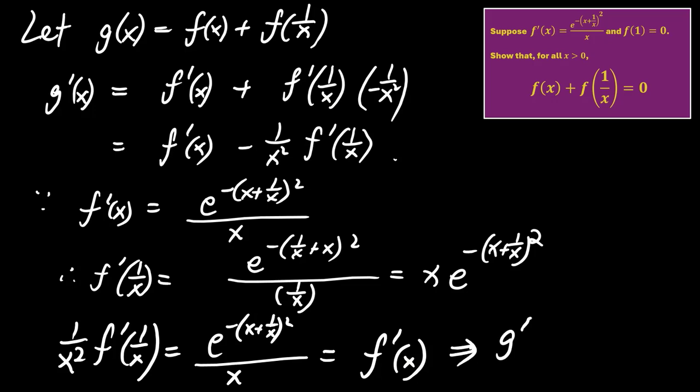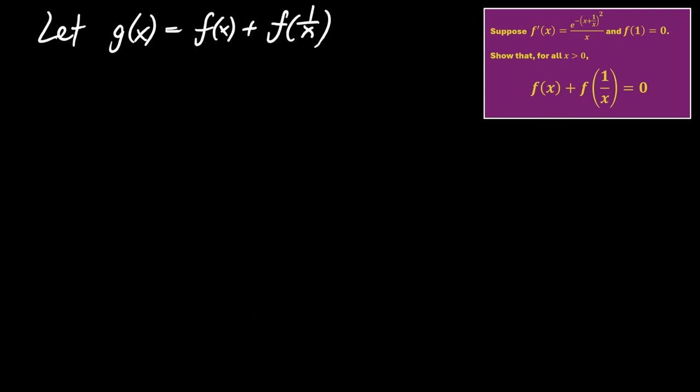This means that g prime x, which is f prime x minus 1 over x squared times f prime (1 over x), equals 0. So what does it mean when we have g prime x equals 0? From what we have just now, if g(x) equals f(x) plus f(1 over x), g prime x will be equal to 0. And therefore, g(x) is a constant.